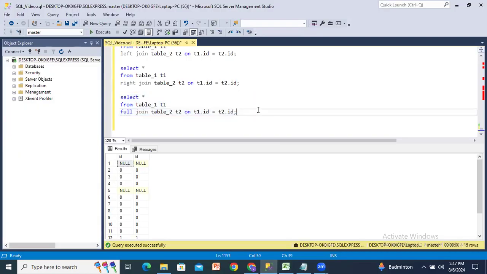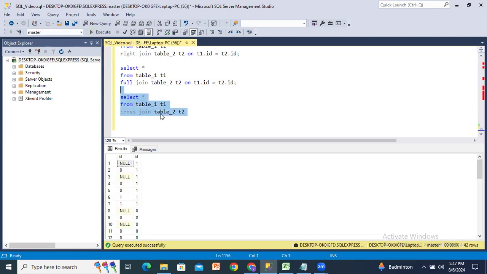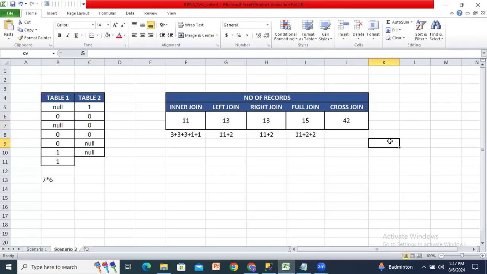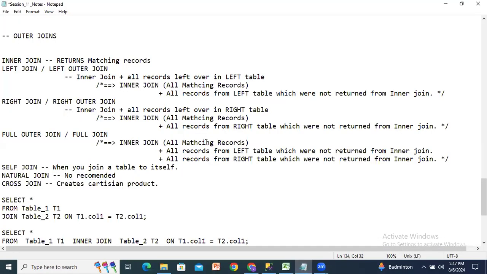Next, cross join. For cross join, there is no on condition. We'll directly execute with cross join. In place of full, just write cross. There is no on condition. Execute. So we are getting 42 records. So this is the simple basic join concept: inner join, left join, right join, and full join.